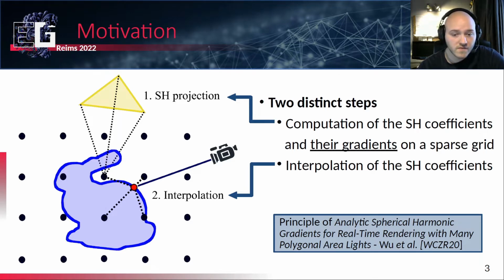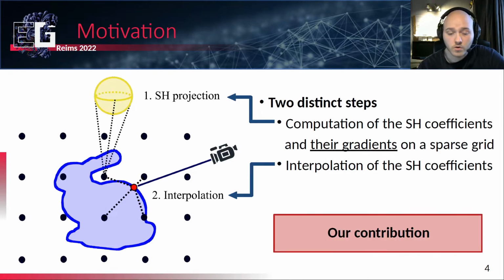They also compute efficiently the gradient of the spherical harmonics coefficient representing the radiance field produced by polygonal lights to construct an accurate Hermite interpolation. Our contribution used the exact same pipeline, but efficiently computes the gradient of the spherical harmonics coefficient of the radiance field produced by spherical lights.